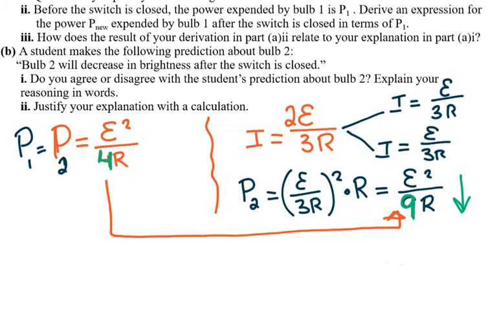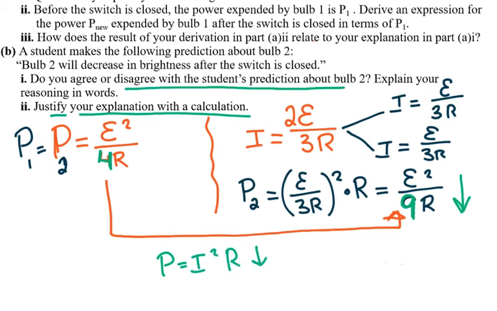Justify your explanation with calculations, and you say you agree because when the switch is closed, the current is going to split in two and the current is going to drop, and because the current dropped, the power, which is equal to I squared R, of the second bulb is going to go down.